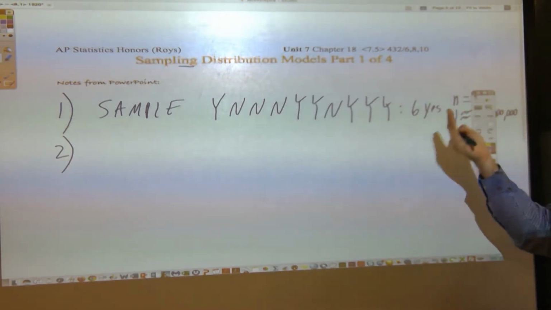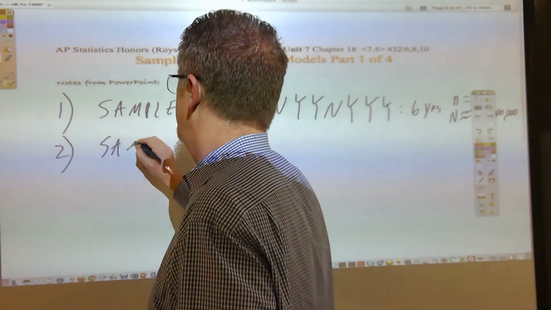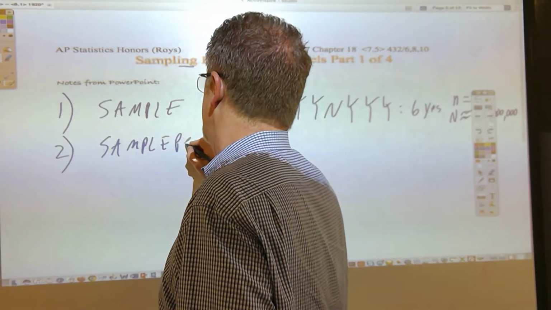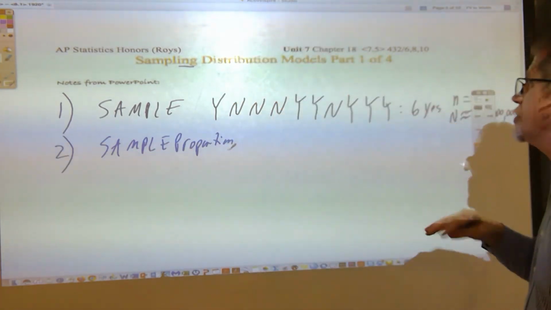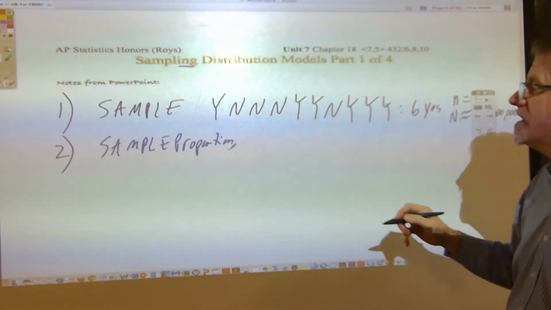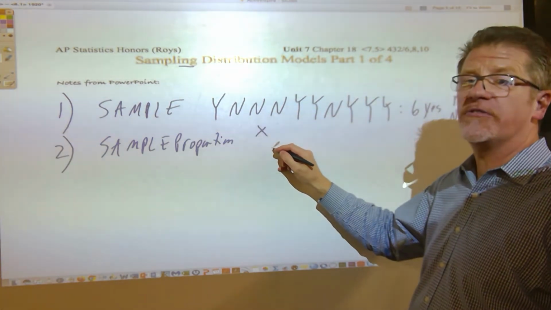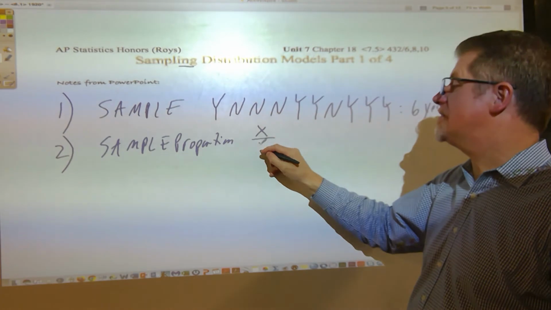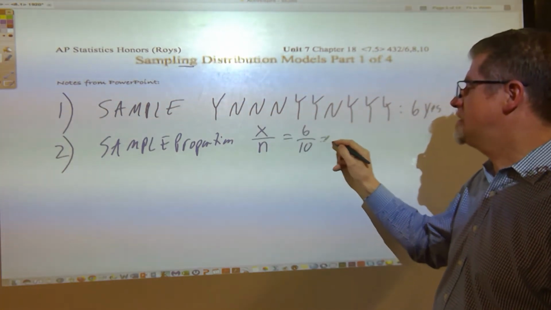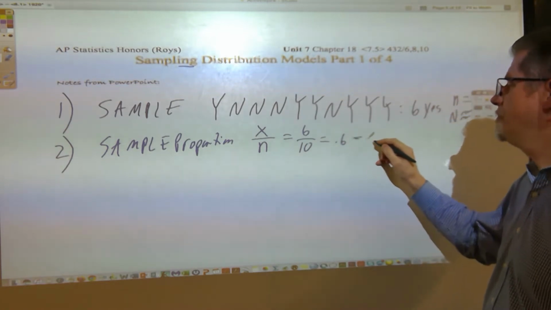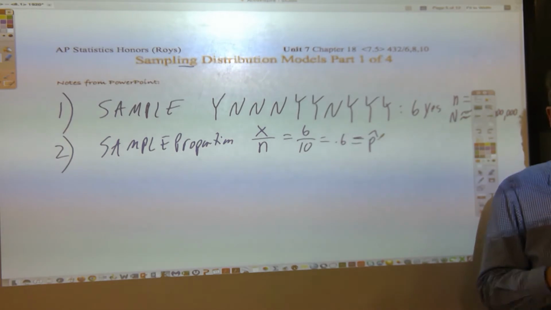Now, let's leap from a sample to the next layer, which is the sample proportion. It turns out that you can change a sample into a sample proportion by just taking x, the number of people who said yes Trump, divided by n. In this case, 6 divided by 10 is 0.6, and there's a symbol for the sample proportion. It's p hat.